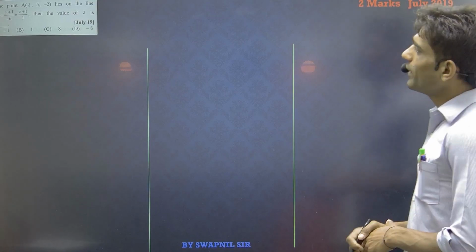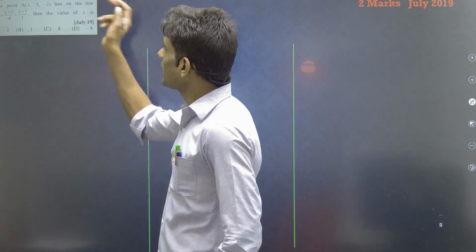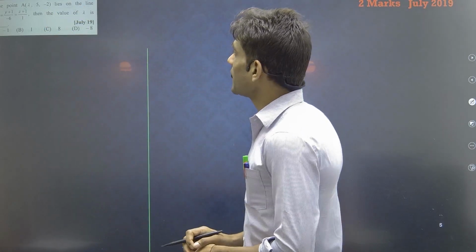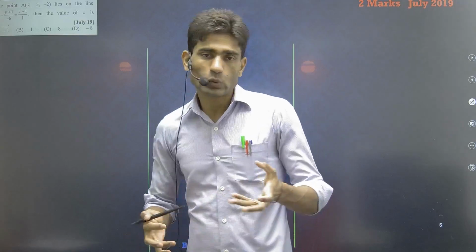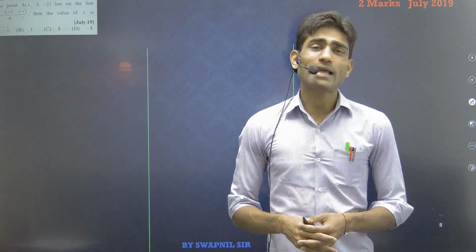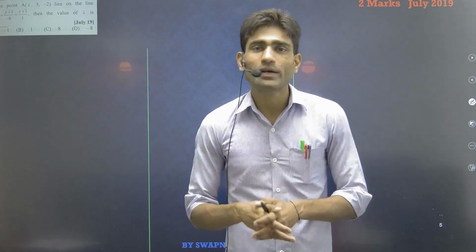In our next example, point A is given, with coordinates lambda, 5, minus 2, and it lies on the line. The equation of a line is also given, and we have to find the value of lambda here. Very easy solution. We just have to find the value of lambda that satisfies the whole given equation of the line.